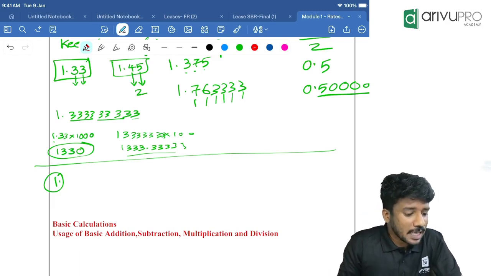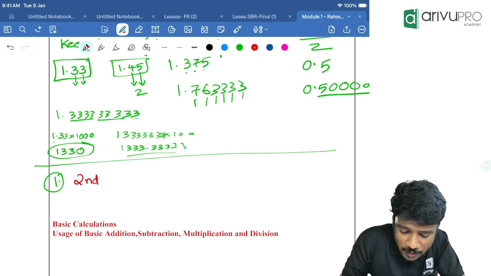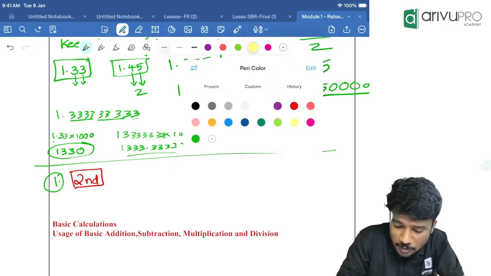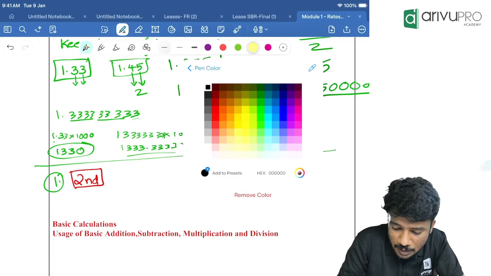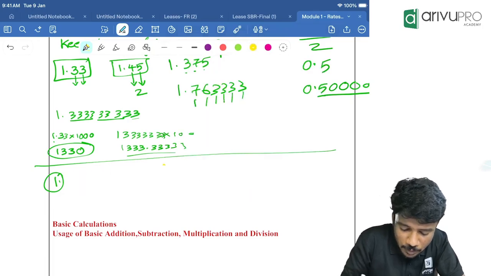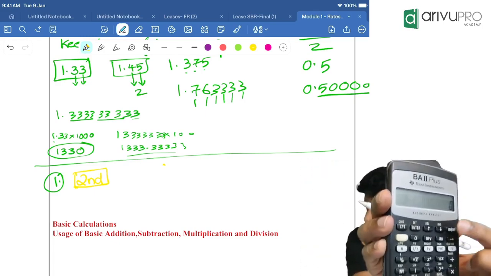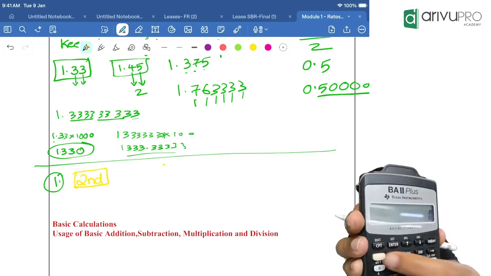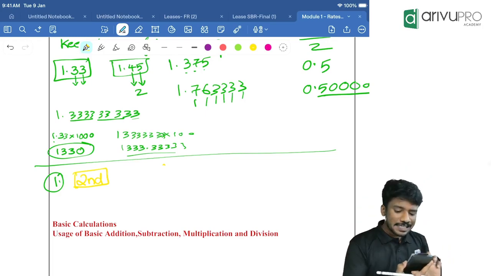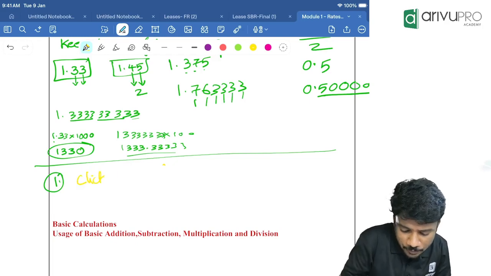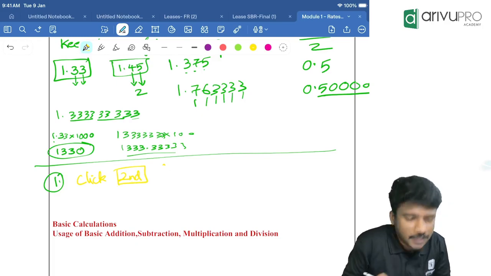So the first thing is I will click the second button. Can you see a button named second button, mentioned in yellow color, at the left top end? Yes, here it is, the second button. So people, click the second button. That is the first step.